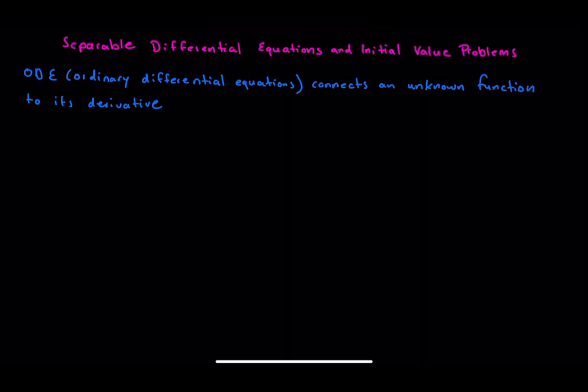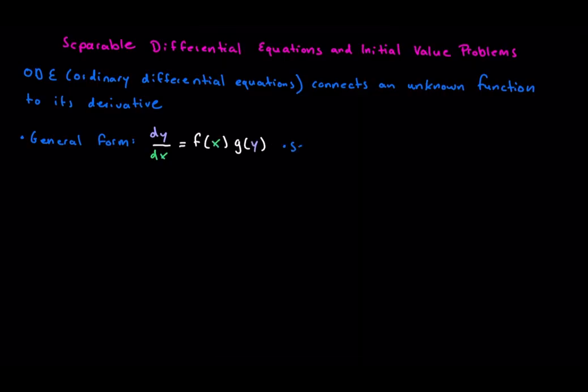An ordinary differential equation, or ODE, connects an unknown function to its derivative. A separable ODE is one where you can separate the variables, that is, rewrite it so that all the y terms are on one side and all the x terms are on the other. In general form, it looks like dy over dx equals f of x times g of y. Then we can separate the variables, dy over g of y equals f of x dx, and integrate both sides. That's the key move. Separate and integrate.